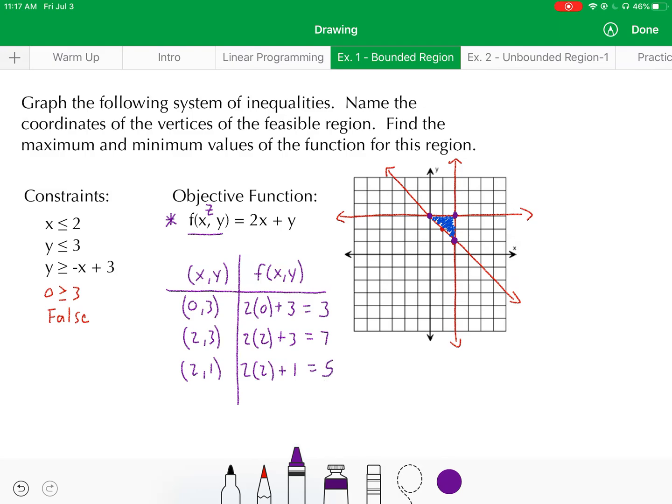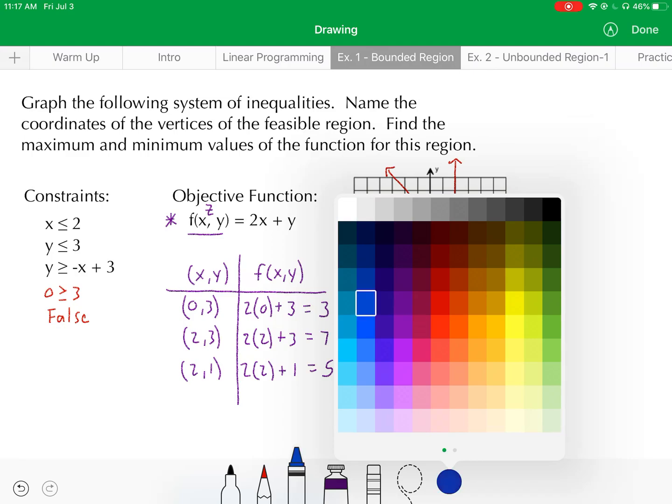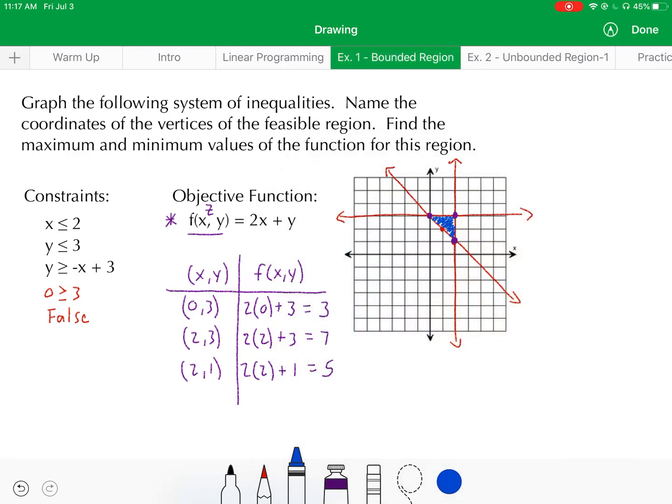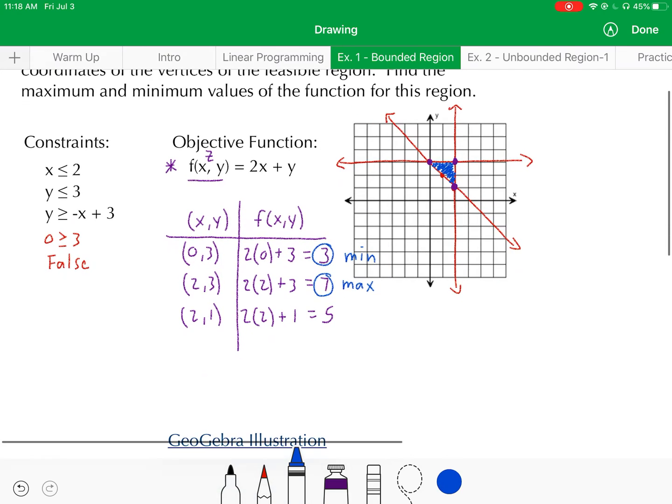Okay, so once I get those three z values, I want to pick out the largest value, which in this case is 7. That's my max value. And then the smallest value, which is my minimum. Okay, and here's how we're going to write our answer.